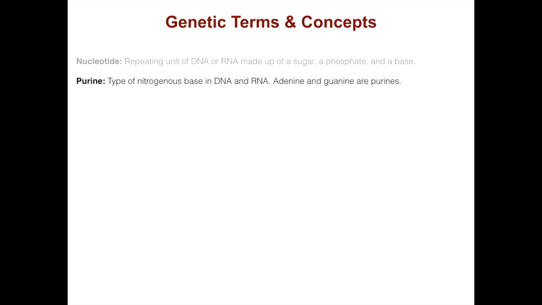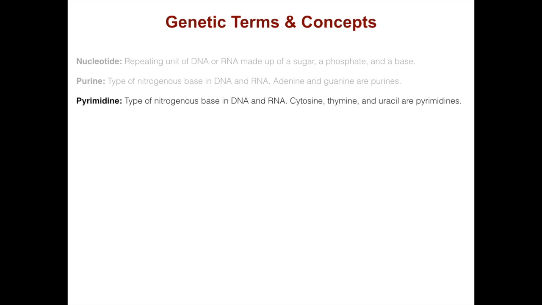So here are some genetic terms and concepts that I think you should know. Nucleotide, a repeating unit of DNA or RNA made up of a sugar, a phosphate, and a base. Purine, a type of nitrogenous base in DNA and RNA. Adenine and guanine are purines. Pyrimidines, a type of nitrogenous base in DNA and RNA. Cytosine, thymine, and uracil are pyrimidines.